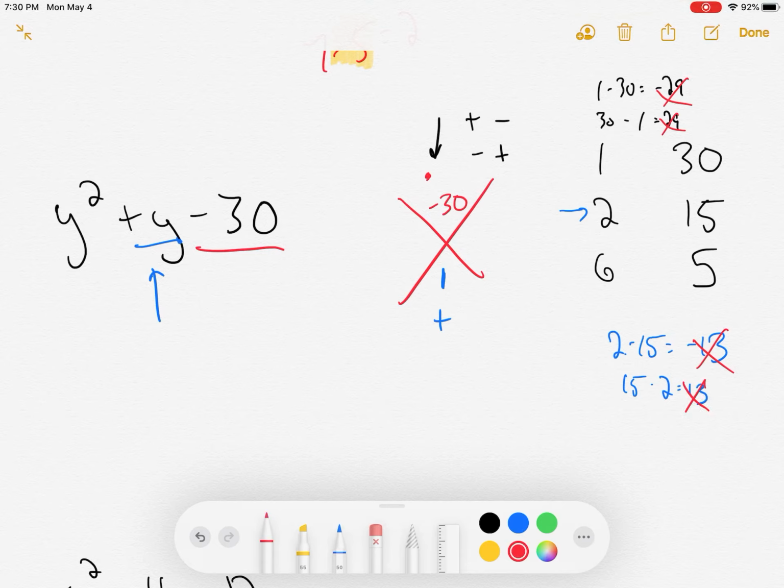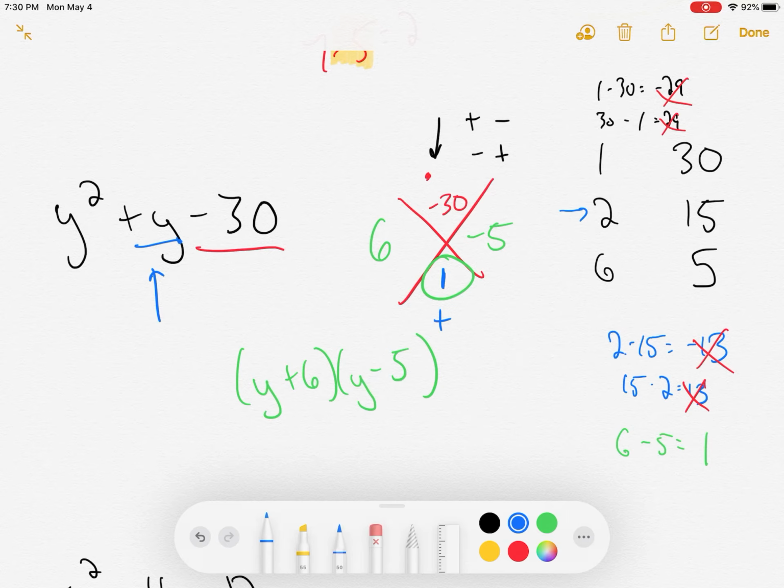That doesn't work. Let's try 6 and 5. Well, 6 minus 5 is 1. And hey, that's what we need right here. So 6 and negative 5. And we can put a plus here, a positive 6. That's okay. Doesn't really matter if you have it or not. We just know our final answer is going to be y plus 6 times y minus 5.